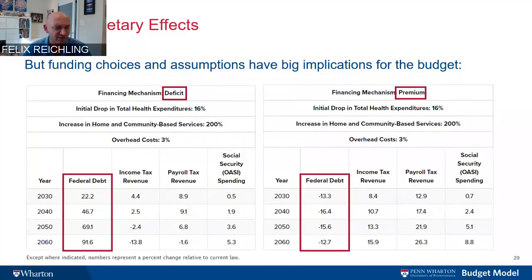And so what you see here is the effects on federal debt, income tax revenues, payroll tax revenues, and Social Security spending. And important here, if you look at federal debt, if you finance a Medicare expansion through deficits, debt will grow a lot over the next decades. And federal debt would be roughly twice as much as it is today by 2060.